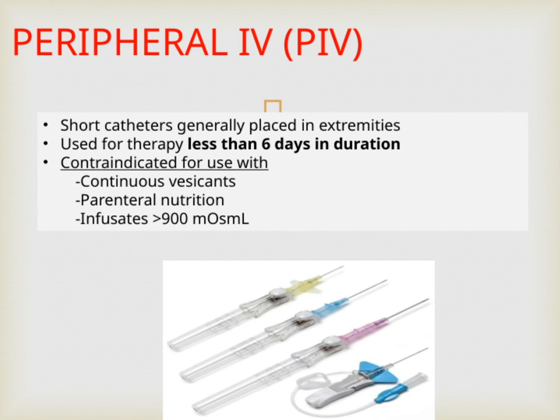Specifically, they shouldn't be used with continuous vesicants, as these can cause tissue damage if they leak. They're also not suitable for parenteral nutrition, which requires a more stable and longer-term access. Additionally, if the infusate has an osmolarity greater than 900 mOsm/L, a short catheter isn't appropriate because of the increased risk of irritation or damage. Keep these points in mind as we consider the best vascular access options for different therapies.